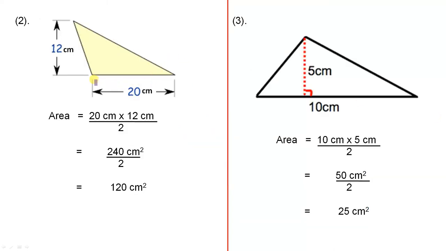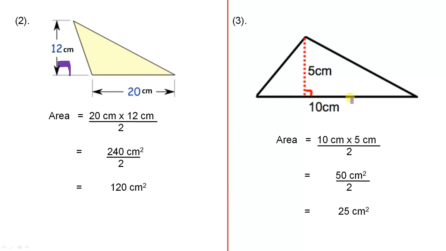Example 2. Here's another triangle where the base is 20 centimetres and the height is 12 centimetres. Now the height refers to the perpendicular height, so that's 90 degrees. So the area will be 20 centimetres by 12 centimetres over 2, which is 240 square centimetres over 2, which is 120 square centimetres.